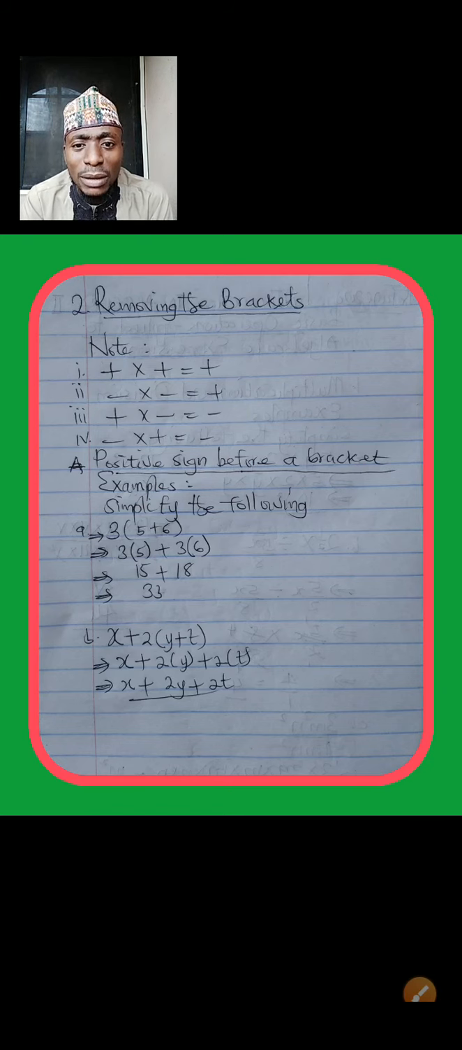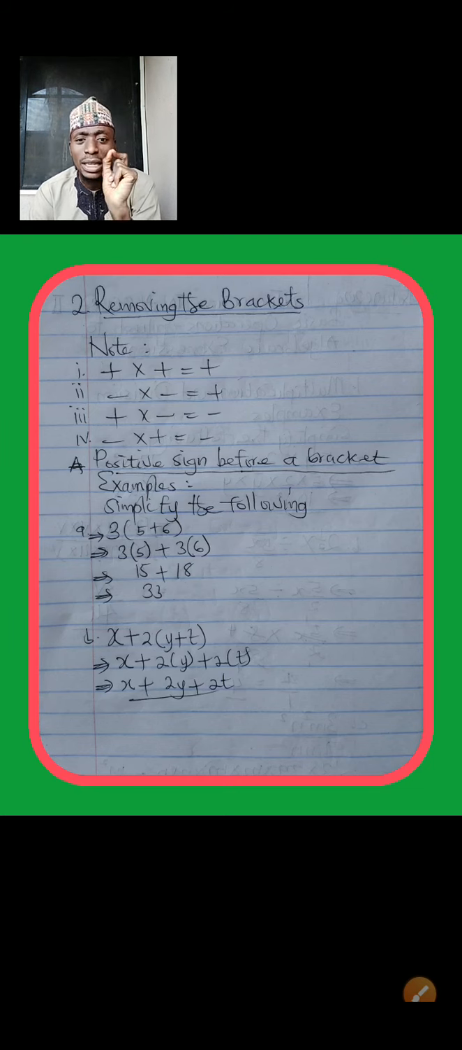You use it in this question now. Look at this positive sign before a bracket. You can have a positive sign. Positive sign means plus, negative sign means minus. So example one, under that, we simplify the following: 3 into bracket 5 plus 6. The 5 plus 6 is inside the bracket, while 3 is outside. That 3 is a positive number. Why is it positive? It's not minus. There's no minus at the front.